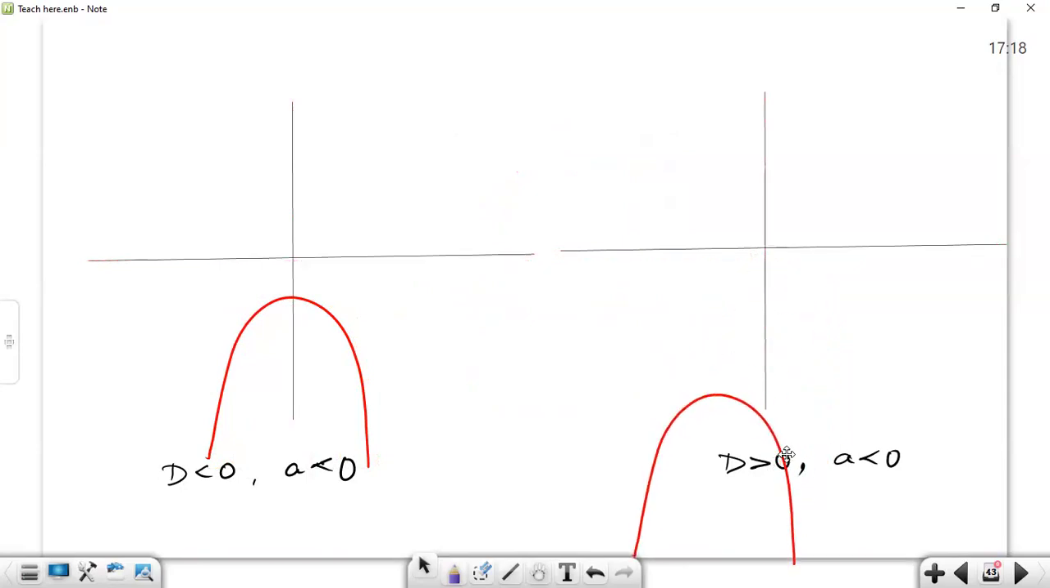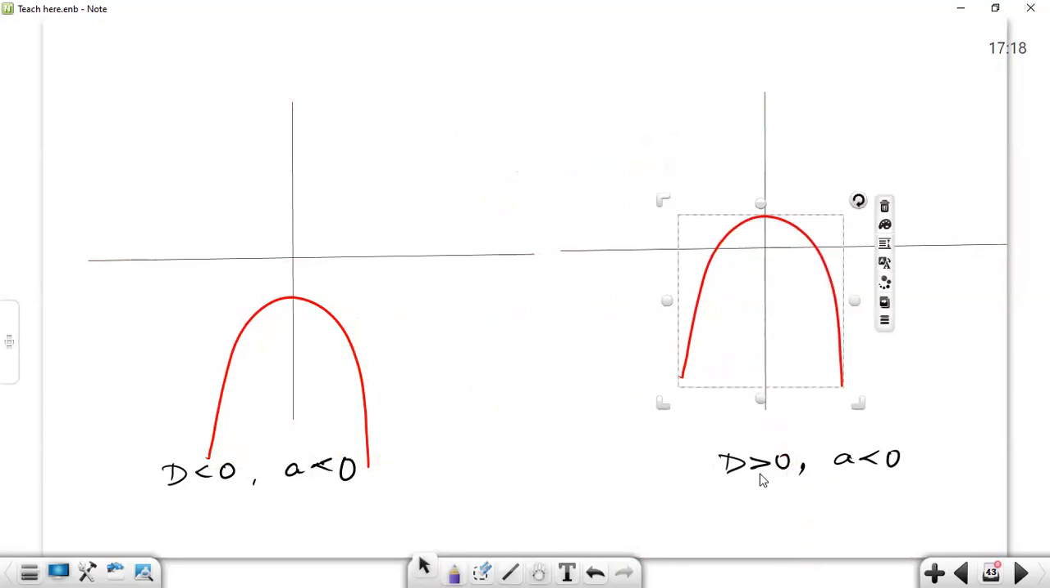Sorry, the discriminant is positive this time. So this is going to intersect the x-axis twice, because the discriminant is positive, more than 0. So there will be two real and different roots, and a being negative, that's why the parabola is facing downwards.